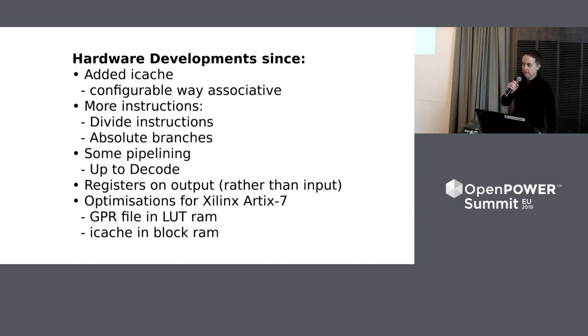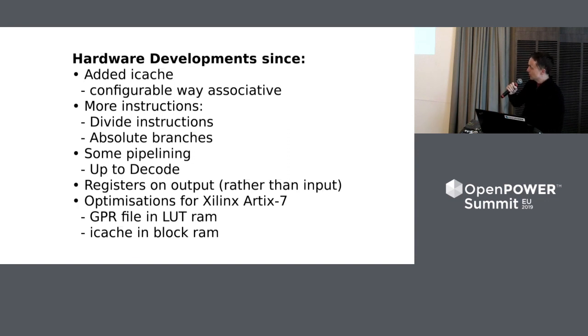So since then, we've had a bunch of developments. It's been a fairly active project. And so this is kind of a list of things we've been doing since that release. So we added an I cache, an instruction cache. We also have a data cache now as well. And it is a configurable, set-associative cache, so you can configure it as you need.